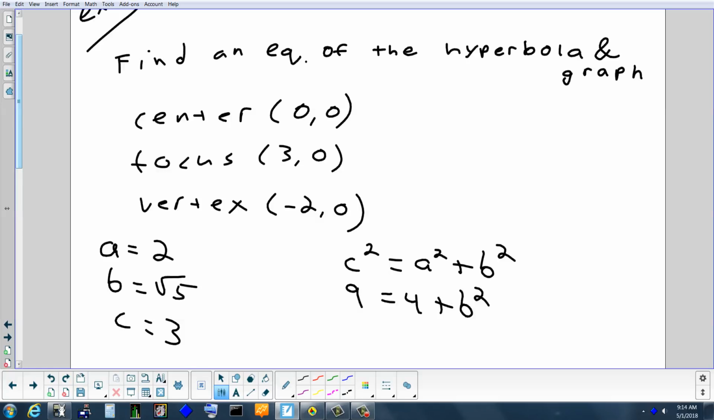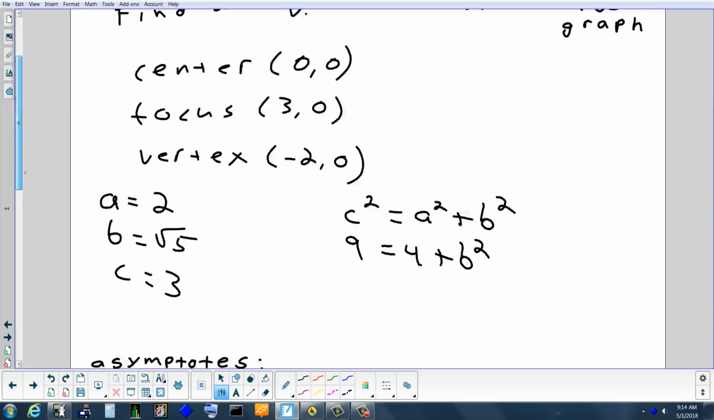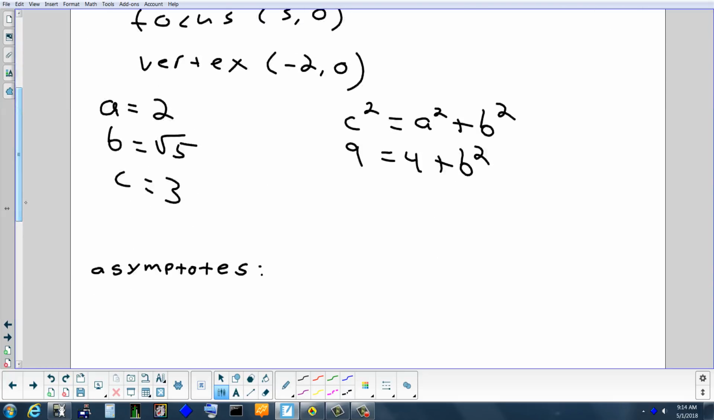As far as the significance of b, if you were actually sketching it, I'm not 100% sure. For an ellipse, it's the distance to the minor axis. Not sure that there's that same significance for b today. Don't worry about it. All right, so we've got A, B, and C. Last thing I need is my asymptotes. It's going to go right through the origin, so I don't have to put a y-intercept. What's the formula for my slope?